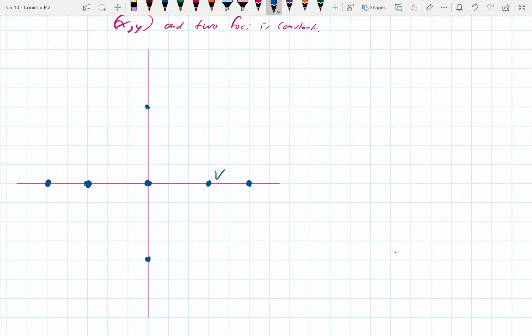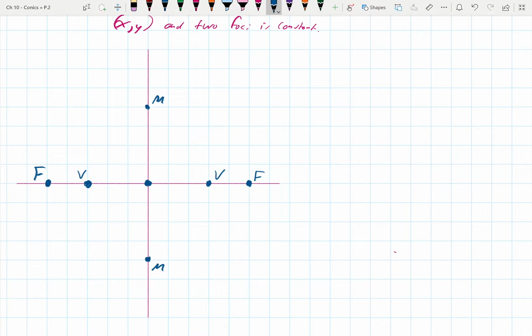Vertices are the 2 points along what was the major axis. There is no major or minor with a hyperbola anymore, so we're going to call this the transverse axis. Transverse meaning it cuts across. We still have M points, which in this case are further from the center than the V's. M points are along the conjugate axis. And foci are now outside and further away than your vertices are.